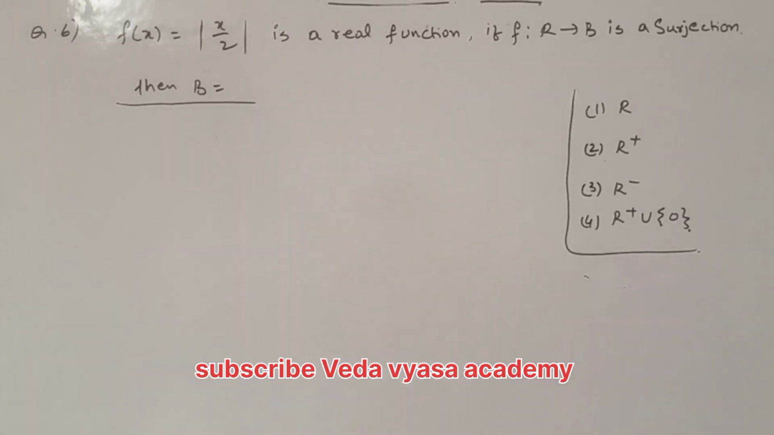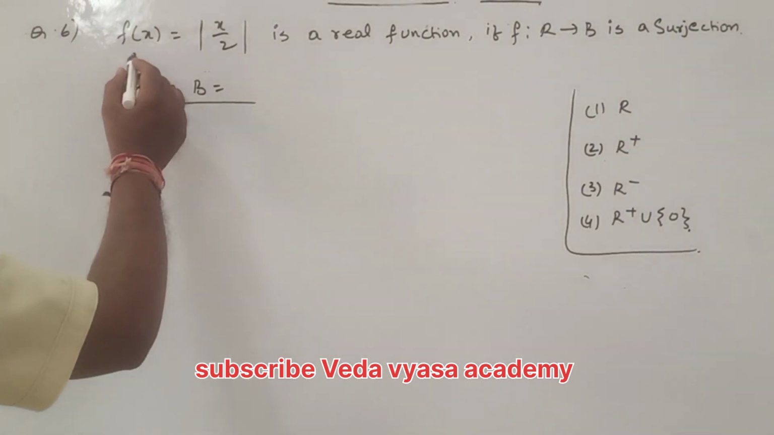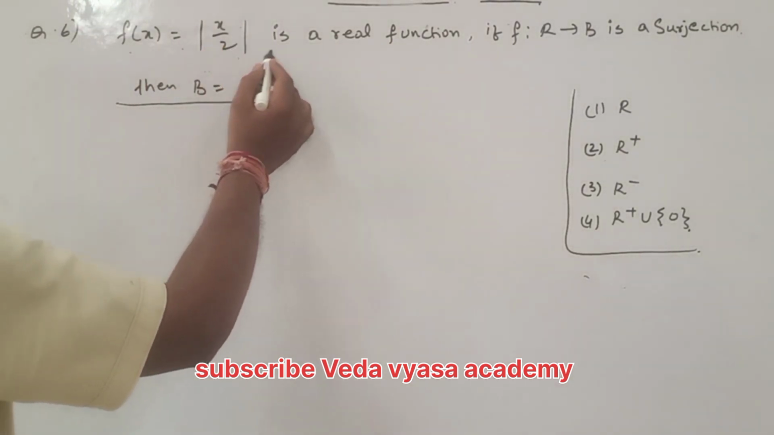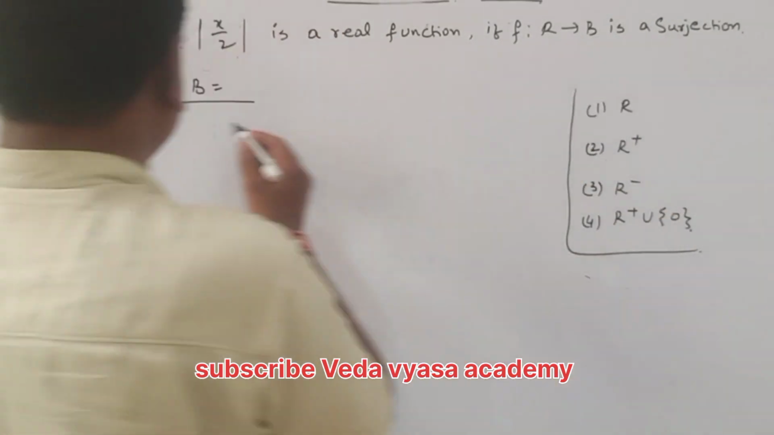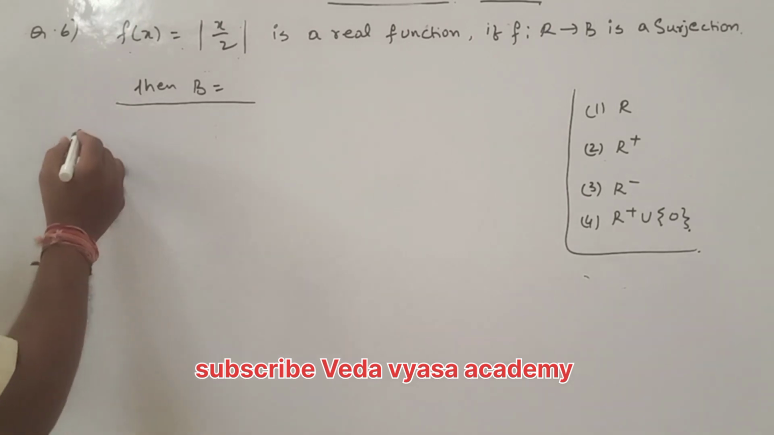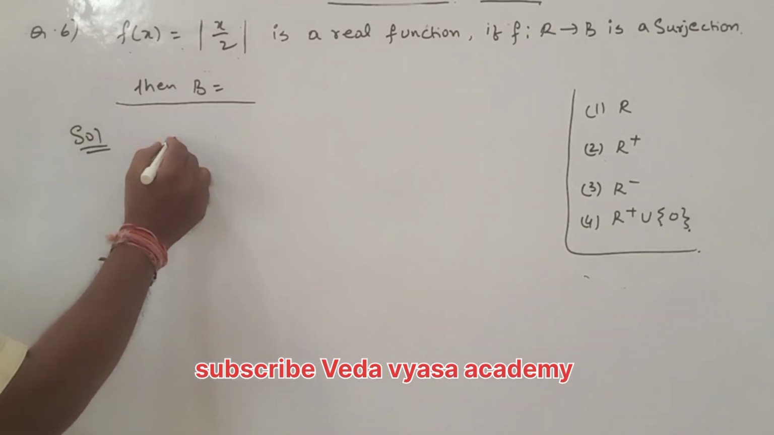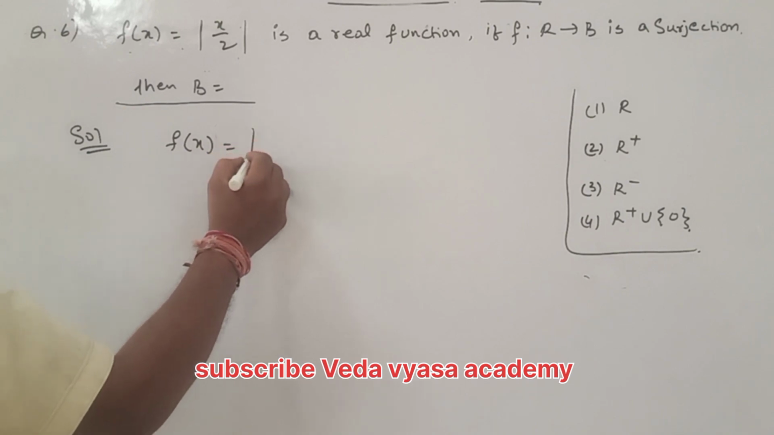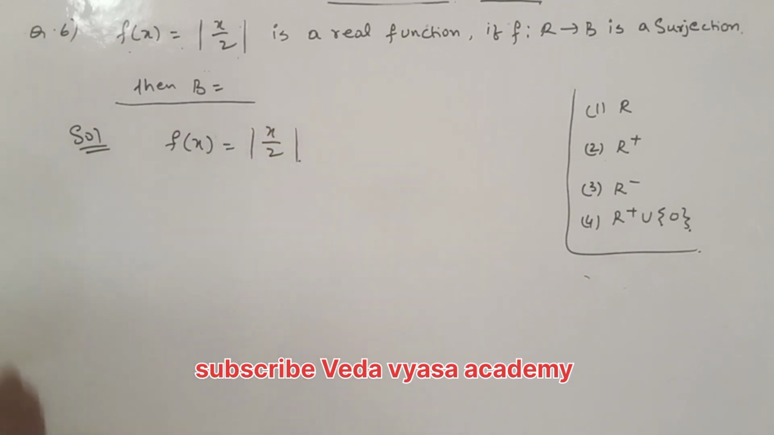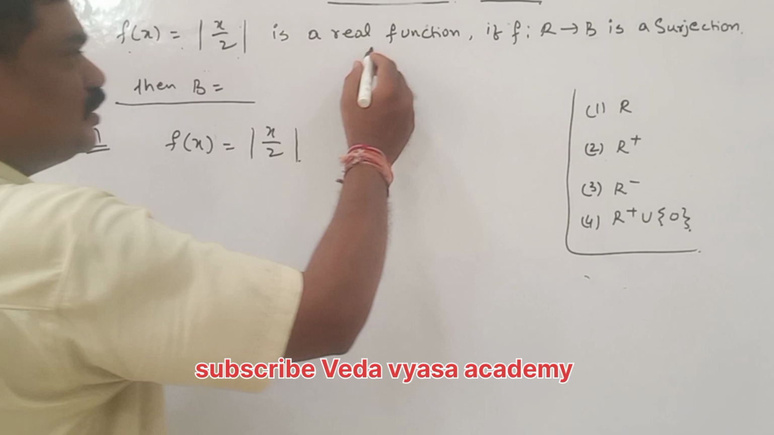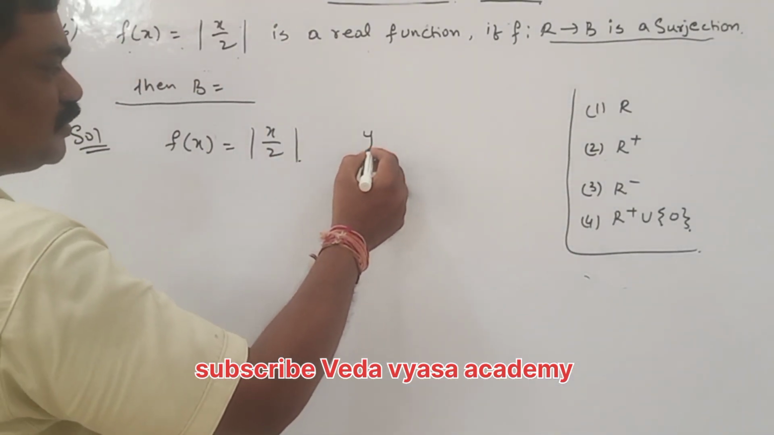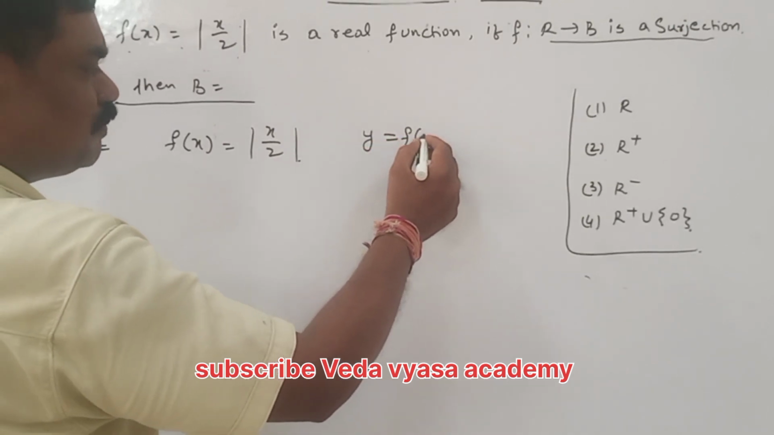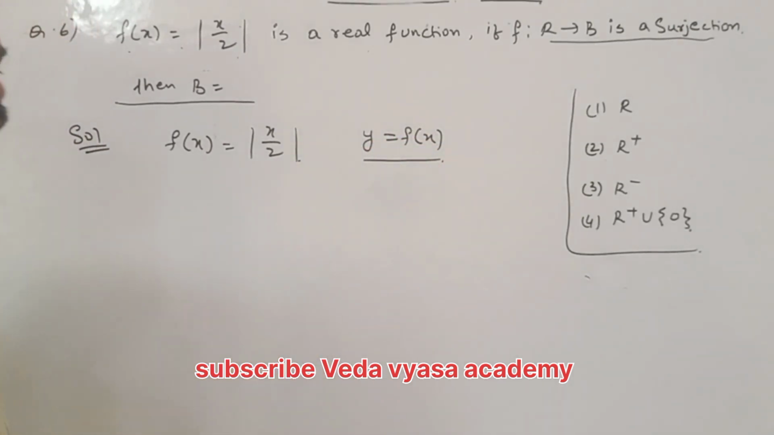Here we have one more problem on function. F of x is equal to mod x by 2 is a real function. If f from R to b is a surjection, then b is equal to what? Here we have the given function f of x is equal to modulus of x by 2, and it is a real function. F from R to b is a surjection. Surjection means y is equal to f of x.